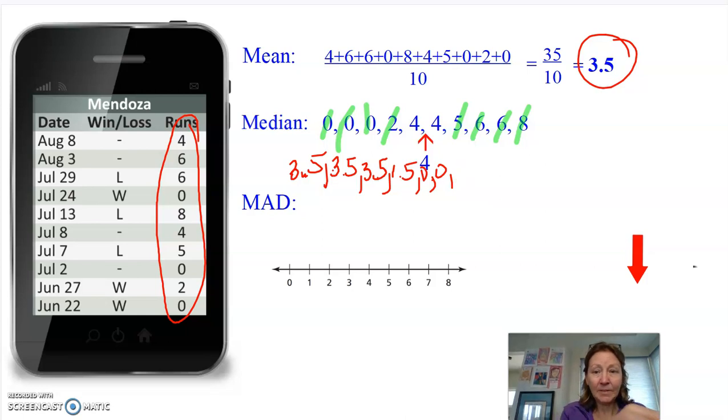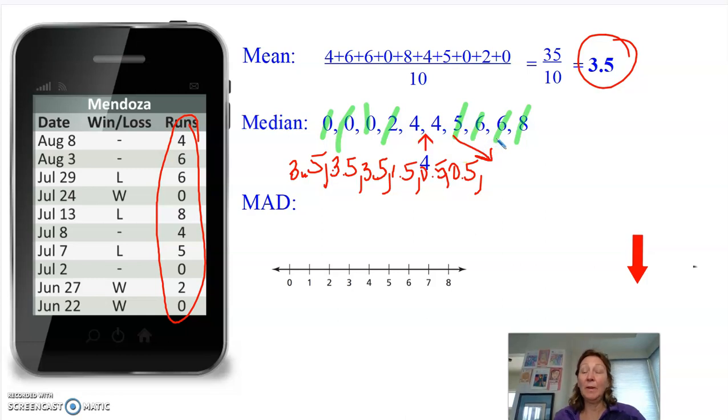Oops, I didn't erase that 2, did I? Okay, so 4 is, oops, what am I doing? Why did I think the average was 4? It's not. This should be 0.5, and this should be 0.5. Okay, now I'm on to how far is 5 away from 3.5.